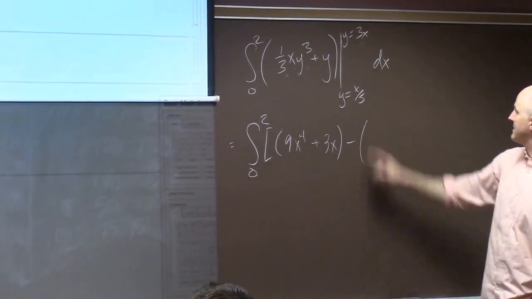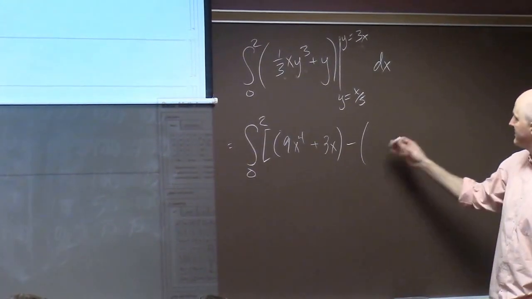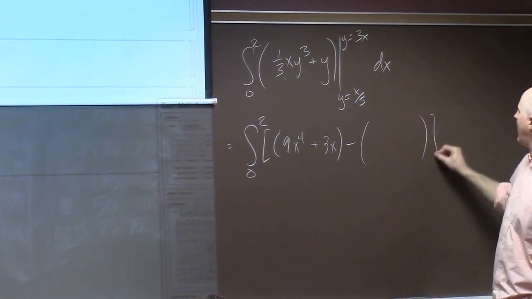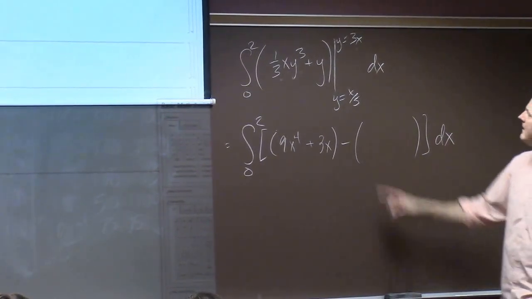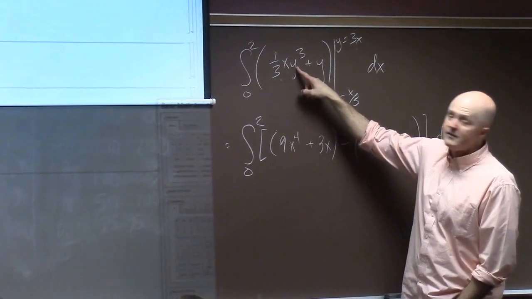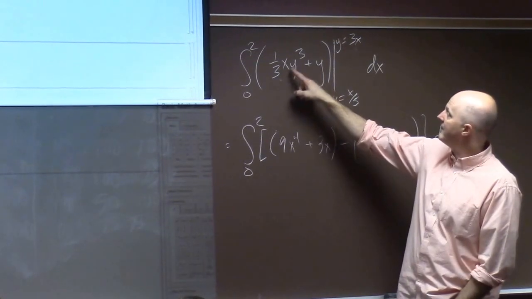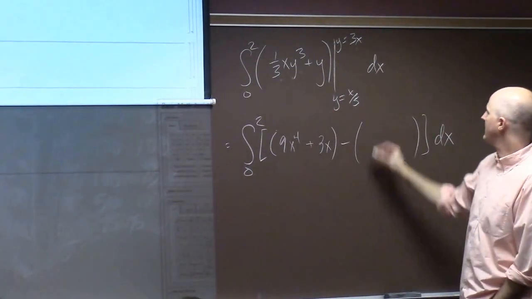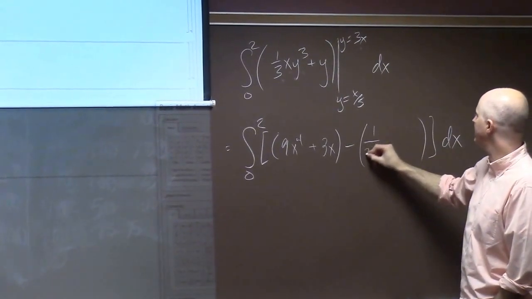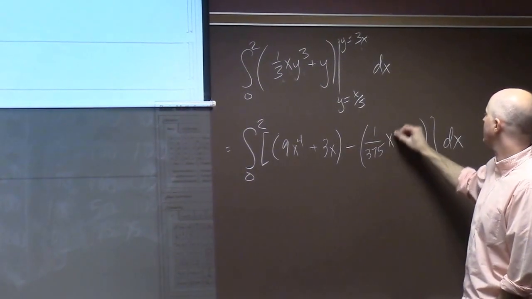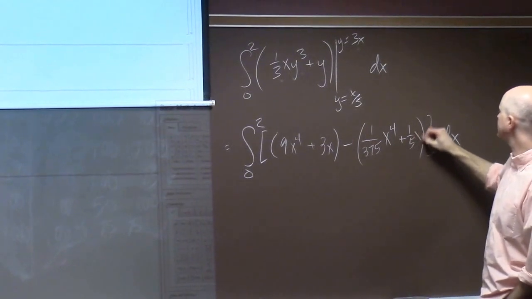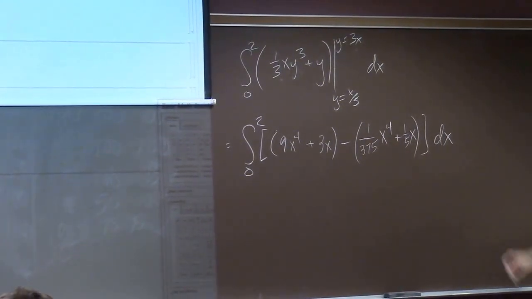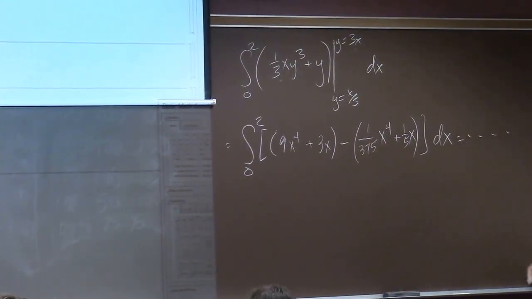Now plug in x over 5 in place of y and subtract what you get when you do that. One-fifth cubed is 1 over 125 times 1/3 is going to be 1 over 375. We're getting x to the 4th again, and then a plus 1/5 x, etc. Okay, you can do that now.